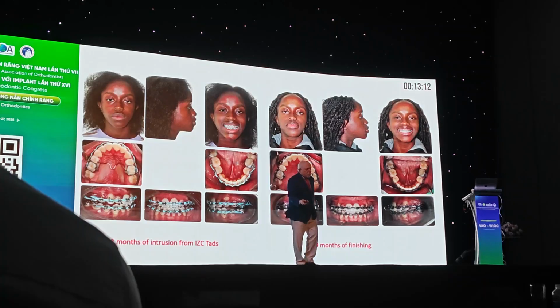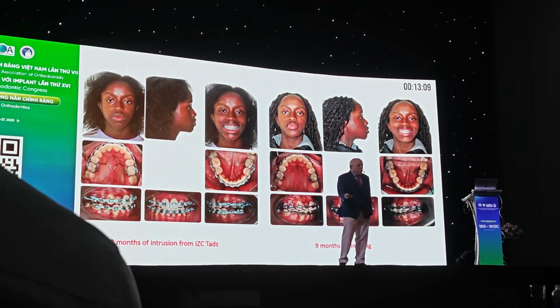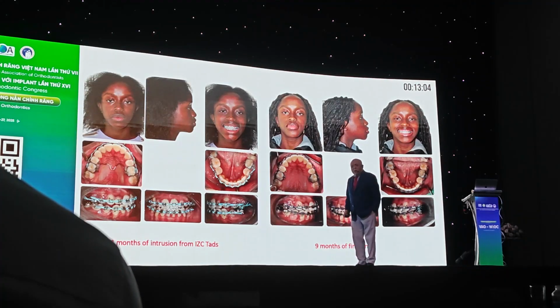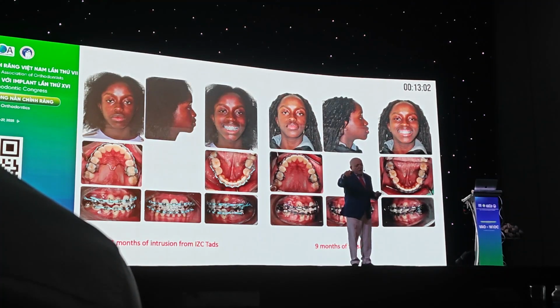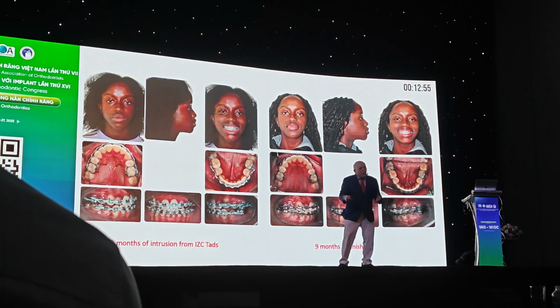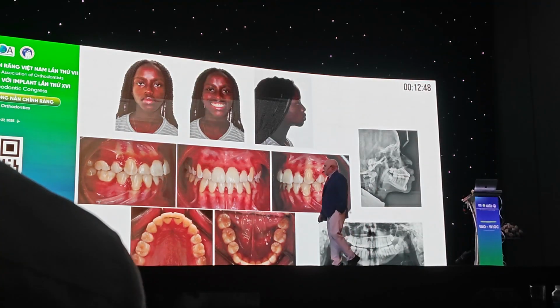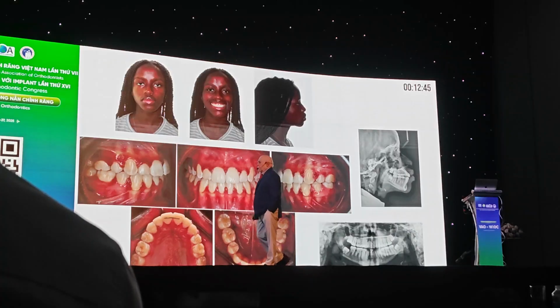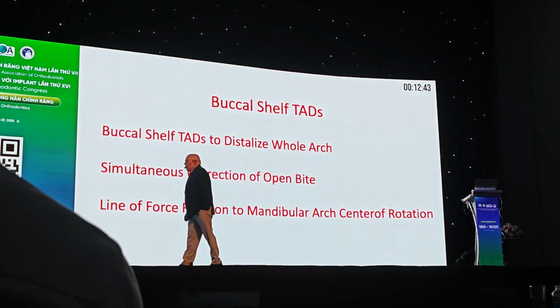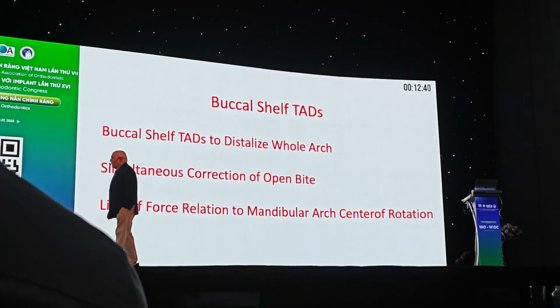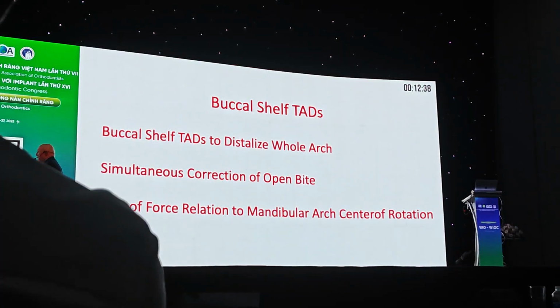Just to show you what tags can do. If you were talking about open bites all day, you can spend 15-20 minutes talking about this case. No case goes in a straight line. A lot of times you have in-between problems, but you are correcting those problems. And once you have established the protocol, the next patient is going to become much, much easier for you. So there's a patient at the end of the treatment compared to what she was. Buccal shelf tags to distalize the whole arches, simultaneous correction of open bite.